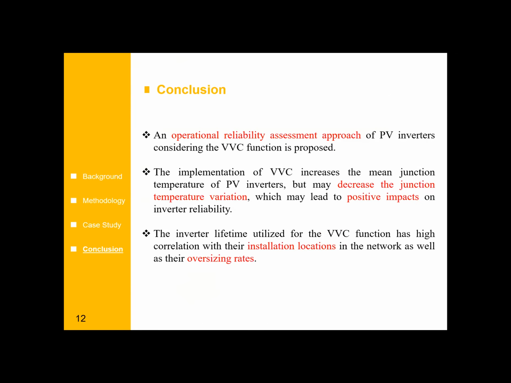So the conclusion. First, an operational reliability assessment approach of the PV inverters considering the VVC function is proposed. Secondly, the implementation of the VVC increases the mean junction temperature of the PV inverters, but it may decrease the junction temperature variation, and this may lead to positive impacts on the inverter reliability. Third, the inverter lifetime utilized for the VVC function has high correlation with their installation locations in the network, as well as their oversizing rate.